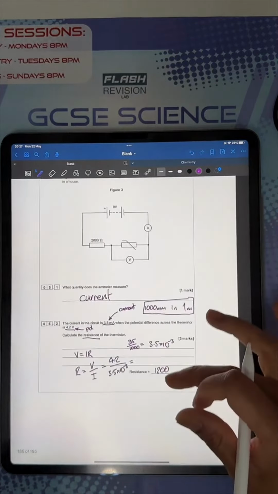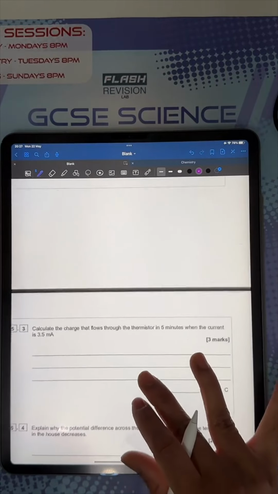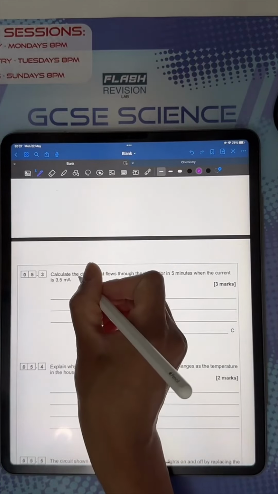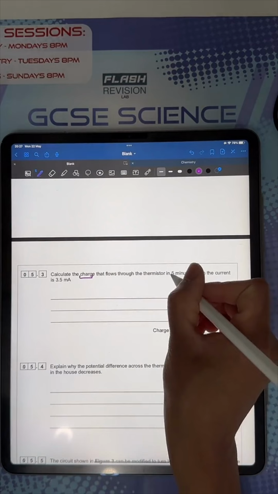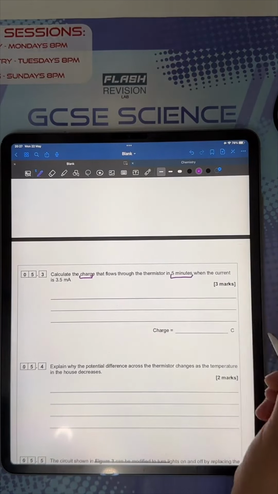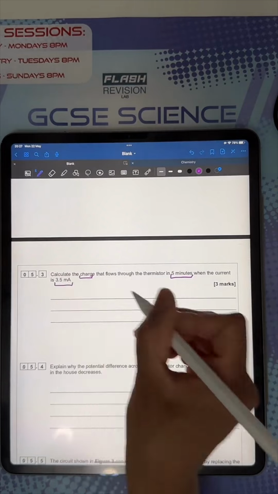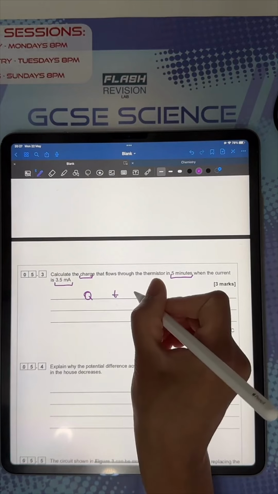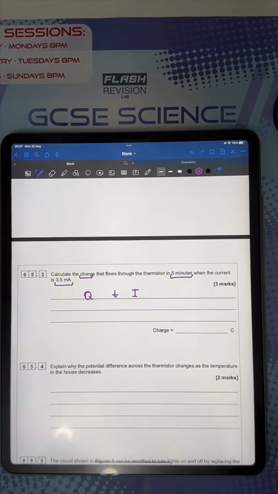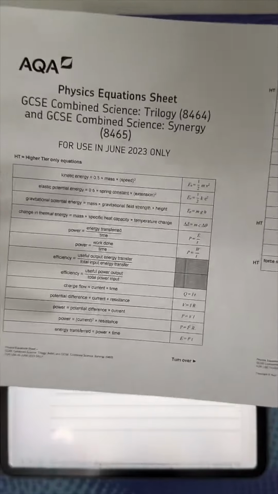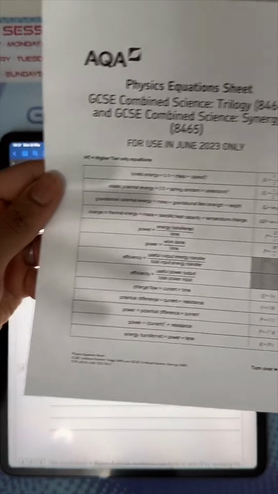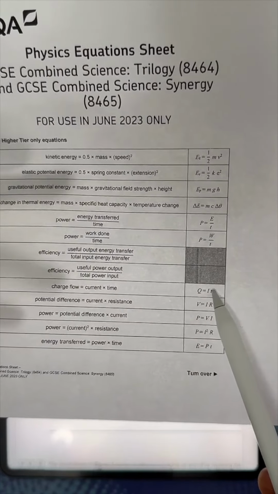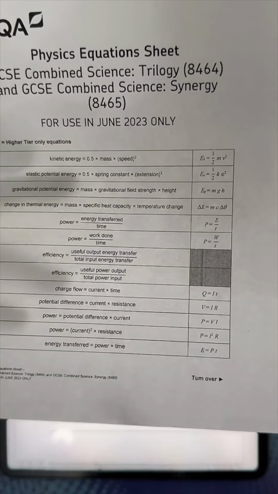Okay. So back to this question. This is not even asking about what a thermistor does, but this is a calculation asking us to calculate the charge that flows in 5 minutes, a time when the current is 3.5 milliamps. So we need an equation with charge, time, and current. So you look into your equation sheet, and I'm hoping you can tell me. Some of you got it. It is this one here, Q equals IT. Charge is equal to current times time.